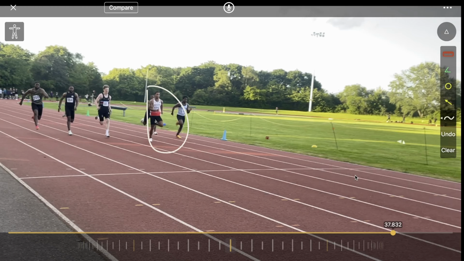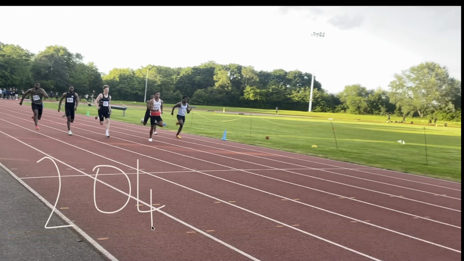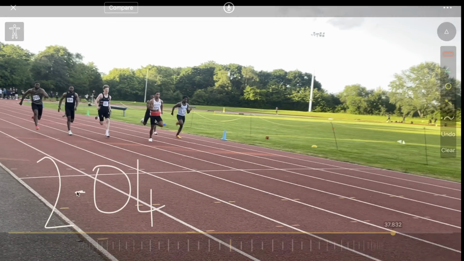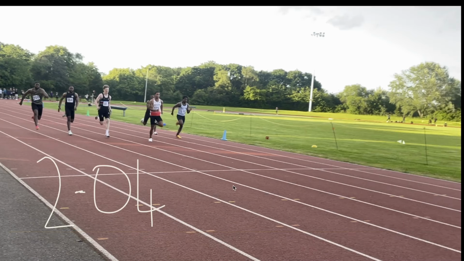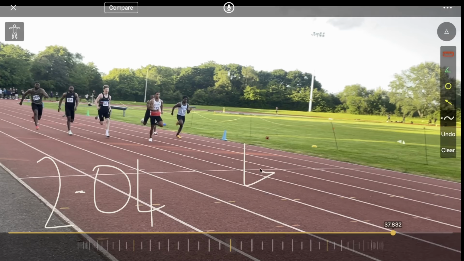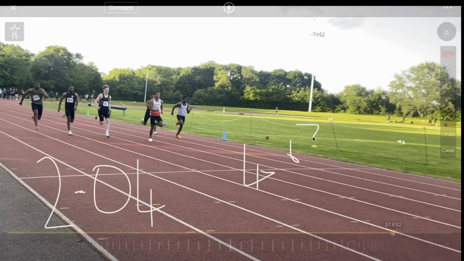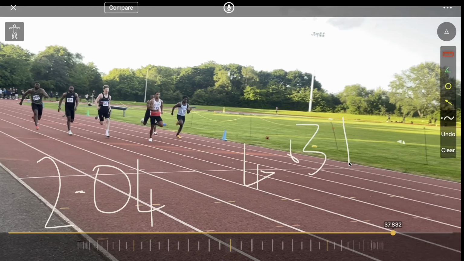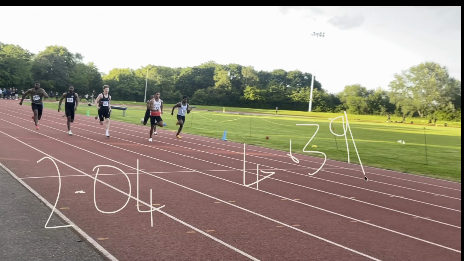But for this race, my stride length was, oh no, that's light, so you can't really see it properly. 204 centimeters, or 2.04 if you want to put the point there. And my frequency was 4.31. But I did the maths, and if you fix my reaction time, my stride length doesn't change, obviously, but my frequency does, and it goes from 4.31 to 4.39.